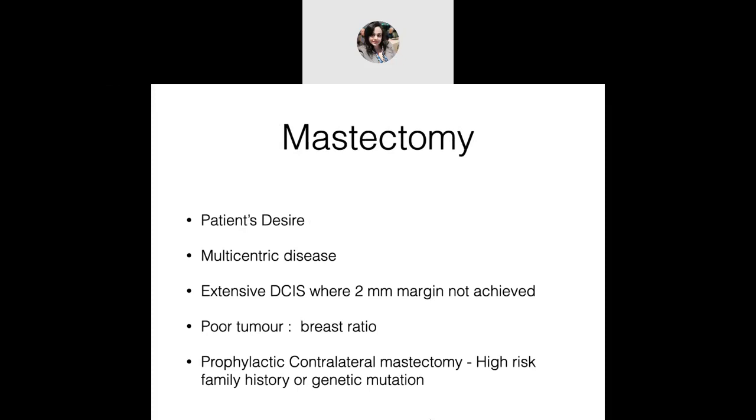Okay, and this is about the ipsilateral index breast. What about the opposite breast? Some ladies will say, and the data is also showing, that there is increased risk of about 1% per year of the cancer in the contralateral breast, and this can be minimized by performing contralateral prophylactic mastectomy, CPM it's called, CPM, contralateral prophylactic mastectomy.